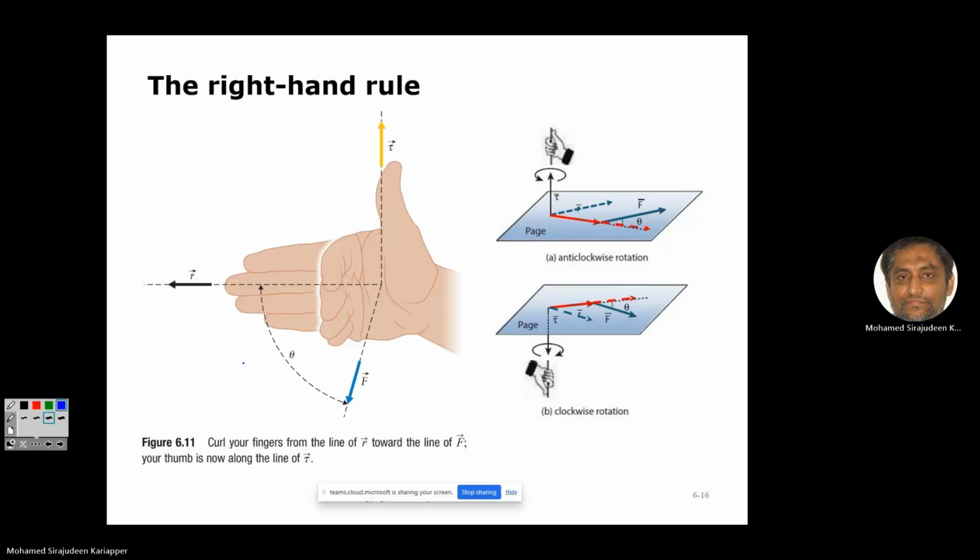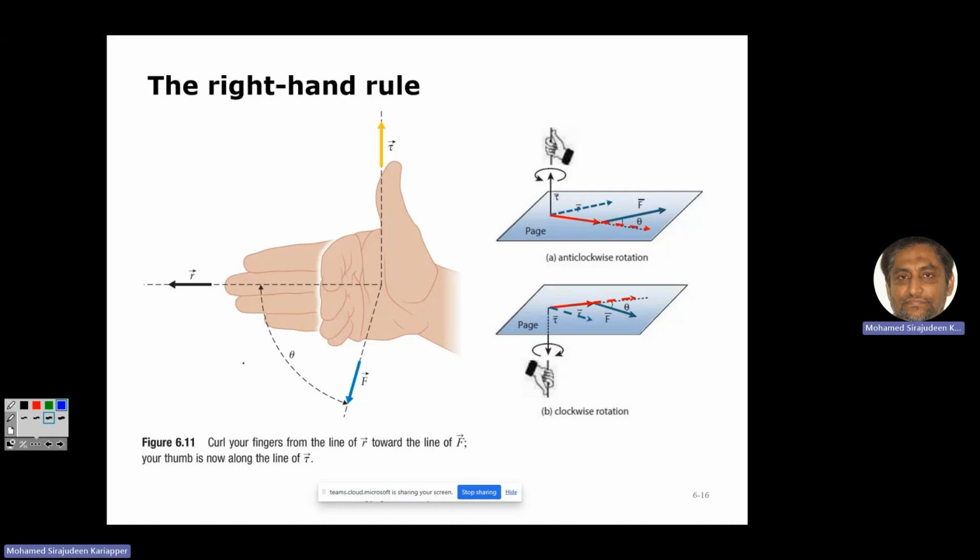Okay, now, when you look from above, what direction will it rotate? Clockwise or counterclockwise? Counterclockwise. So counterclockwise is up, so positive. Clockwise is down, therefore negative.